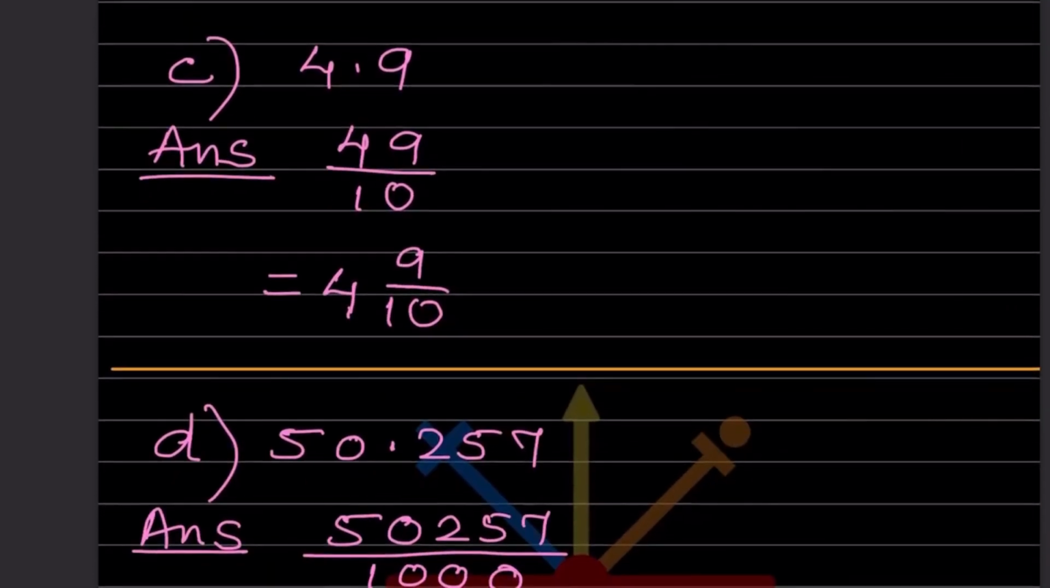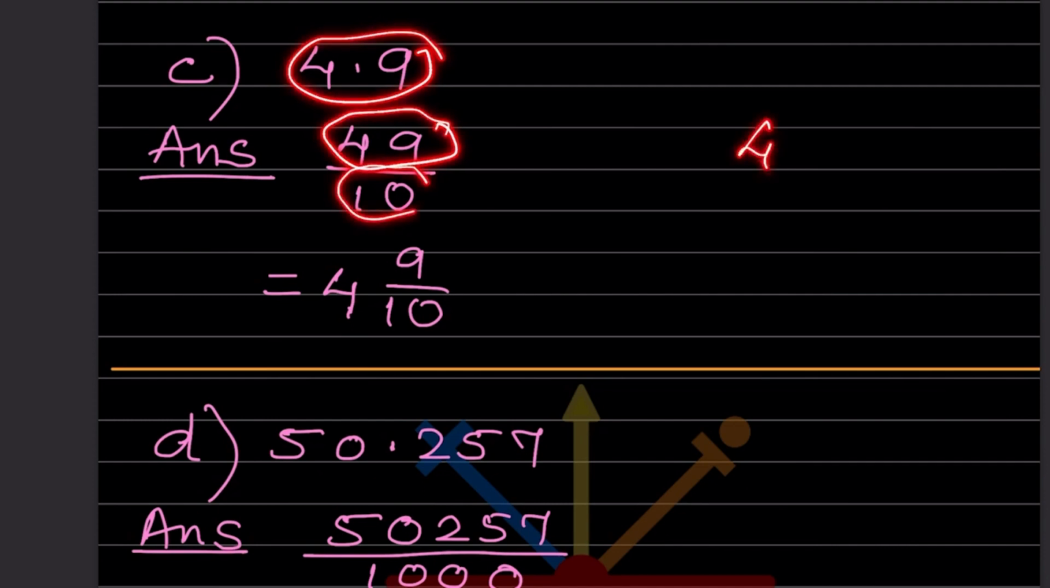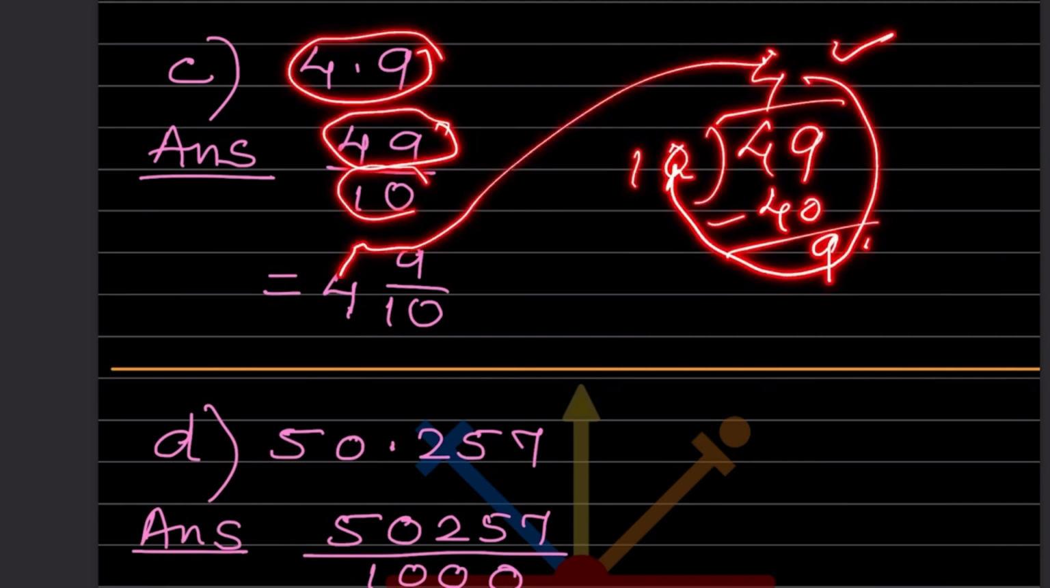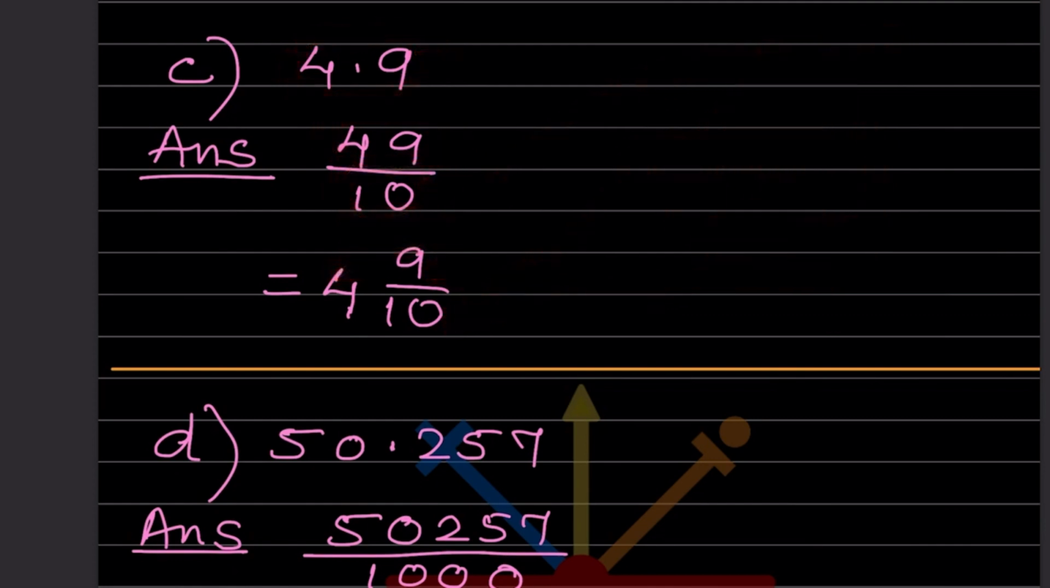Next one, now 4.9. After the point there is one number, so we are going to divide by 10. We write this 49 without a point and divide by 10. So 49 divided by 10: 10 fours are 40 and the remainder is 9. Here again you will go this way. This will be the whole number, which is going to go here. The remainder will be here and the divisor is going to go in the denominator. This we cannot simplify further, so this is the final answer.